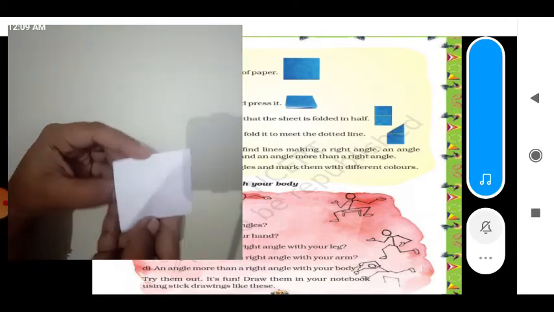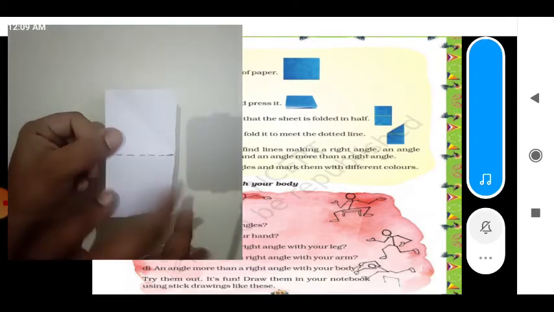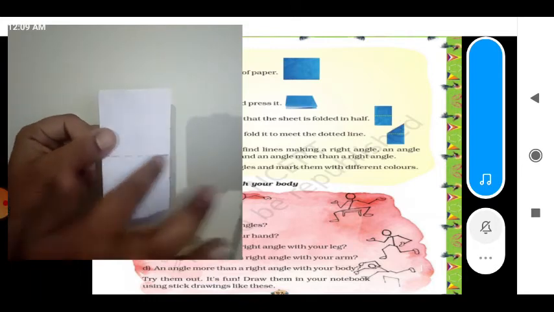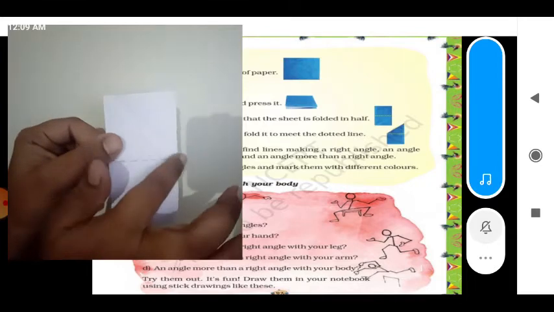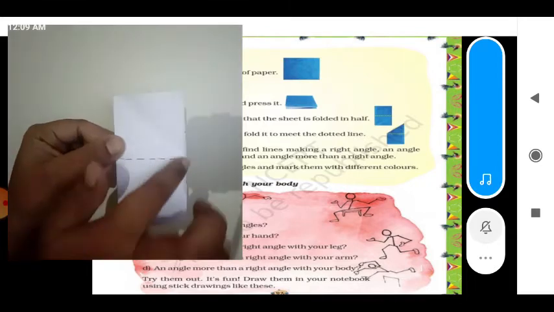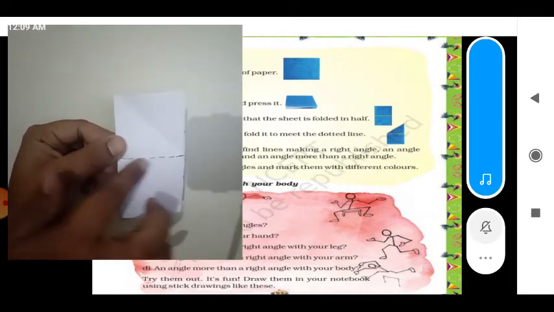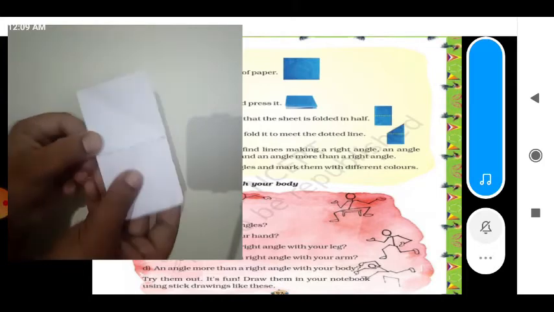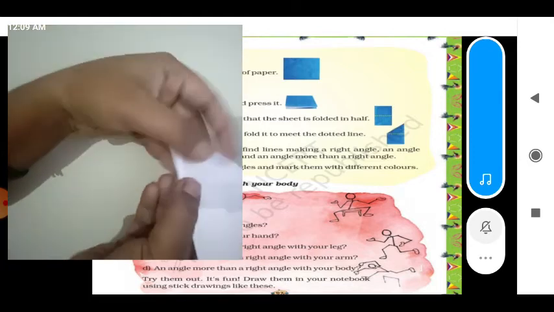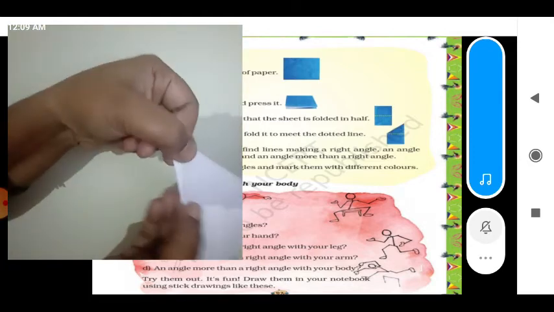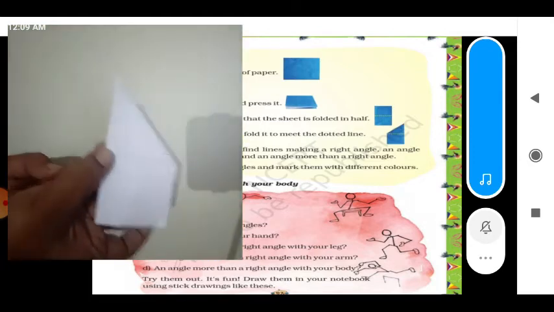Two times you have to fold and then open it. If you open it, you will get a folded line. See, folded line you get. That I have marked using a pen. That is the dotted line I marked. Then you take this corner and you have to fold it like this up to the dotted line.